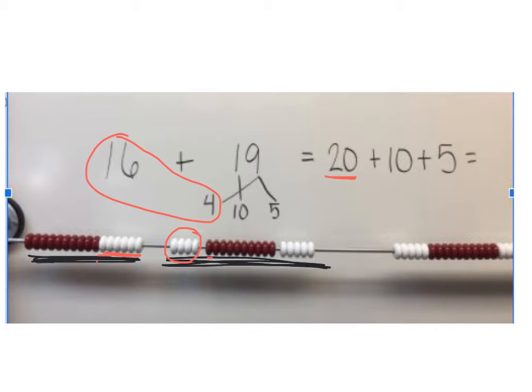The next thing that we want to add is that 10 that's right there. So we put plus 10. And the last thing we want to add are the leftover ones from the 9, which is 5. So 20 plus 10 equals 30, plus 5 equals 35. Let's look at another picture.